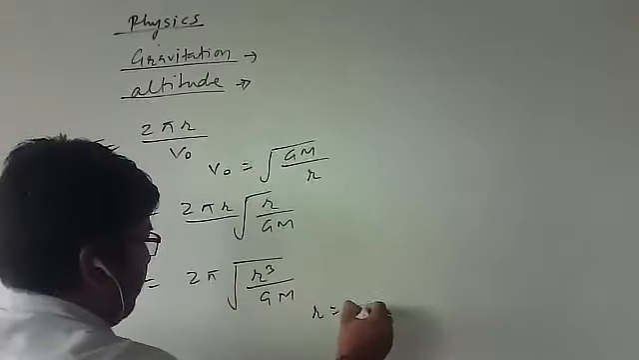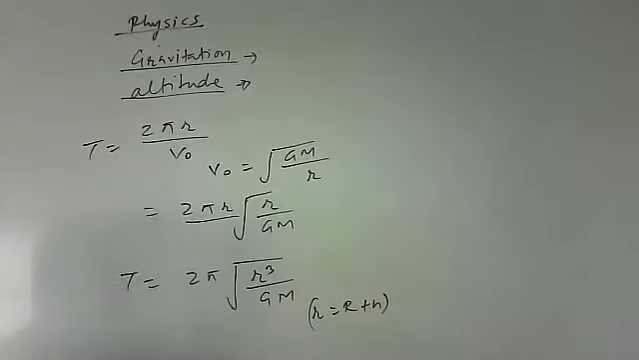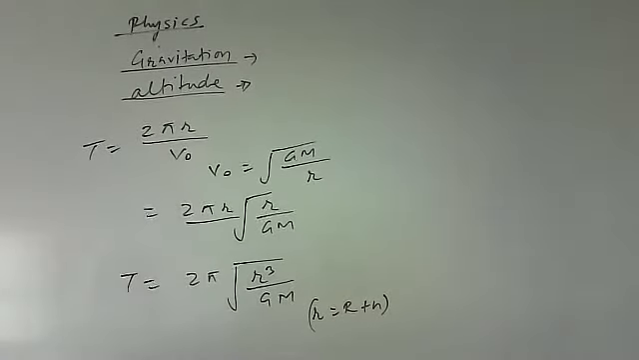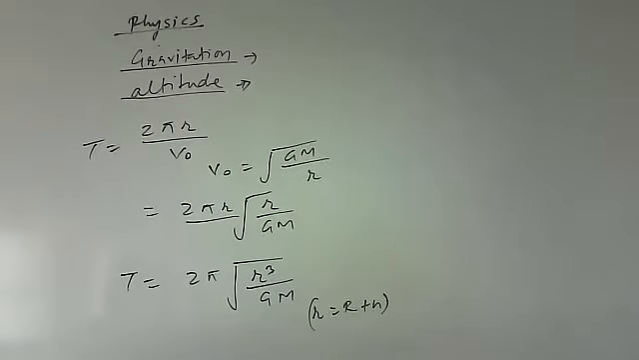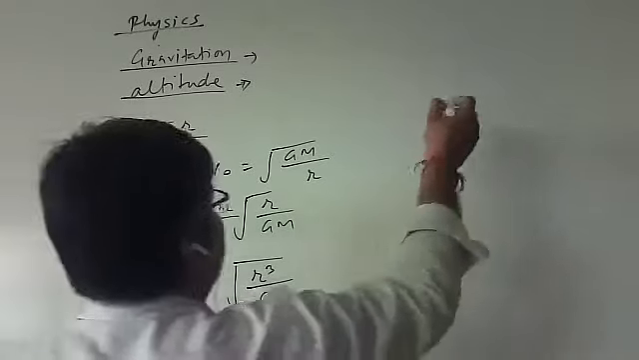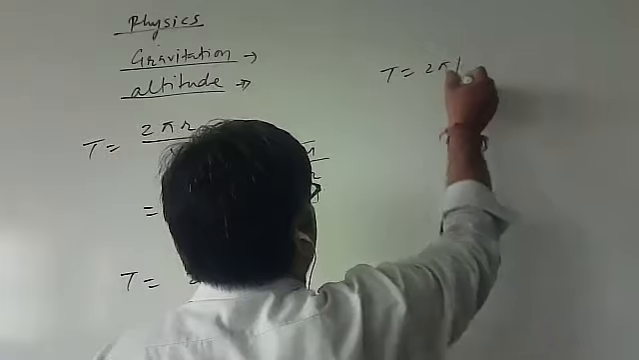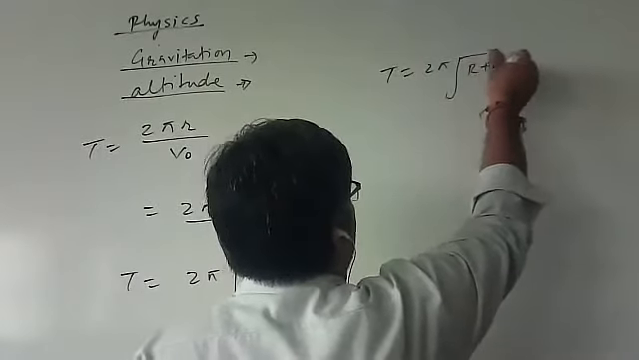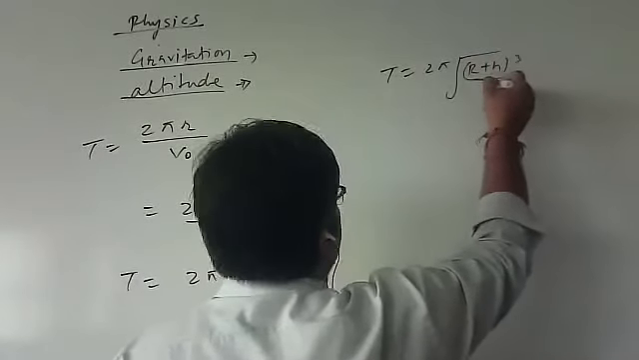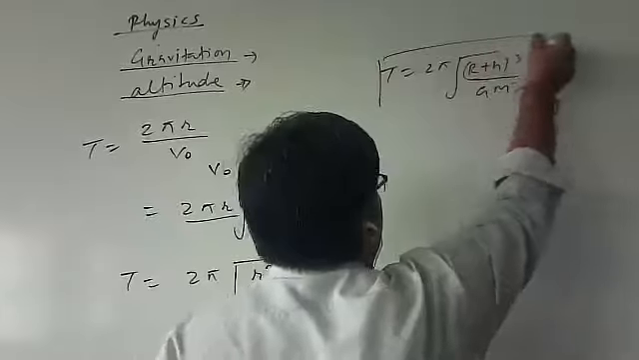This r is equal to R plus h. That point we have discussed. If I place this here, r is equal to R plus h, then you will get T is equal to 2 pi root of R plus h whole cube divided by GM. This is the expression of time period.